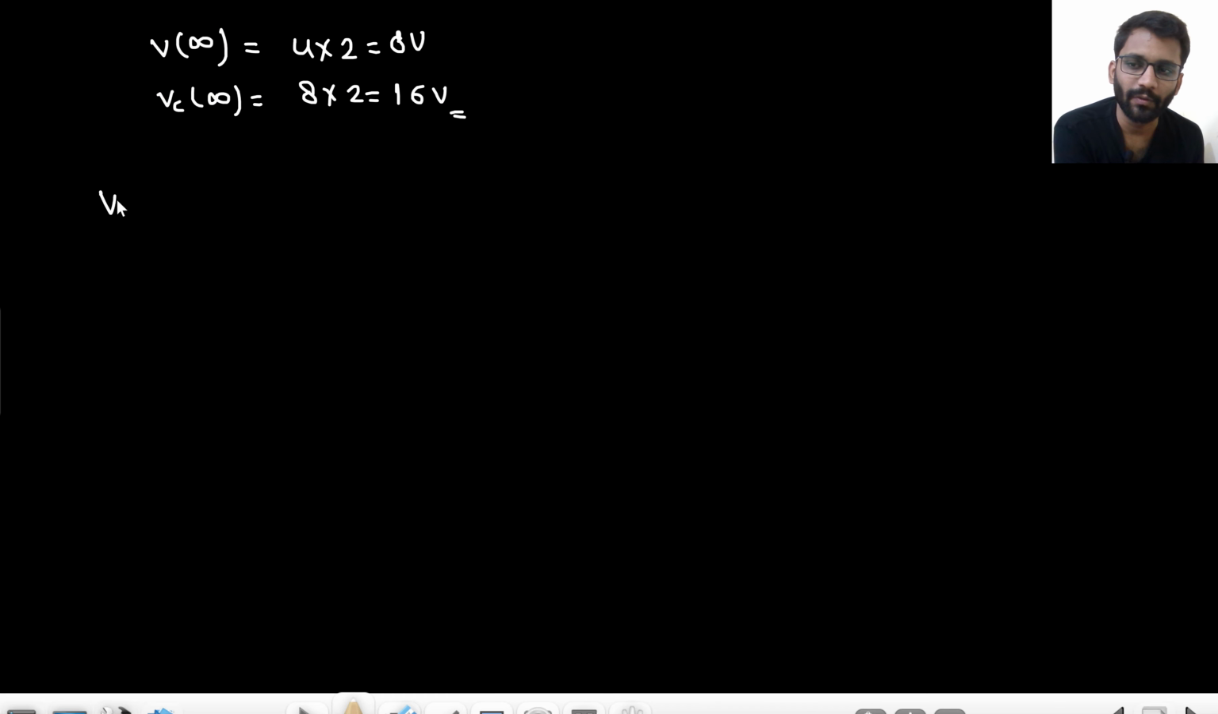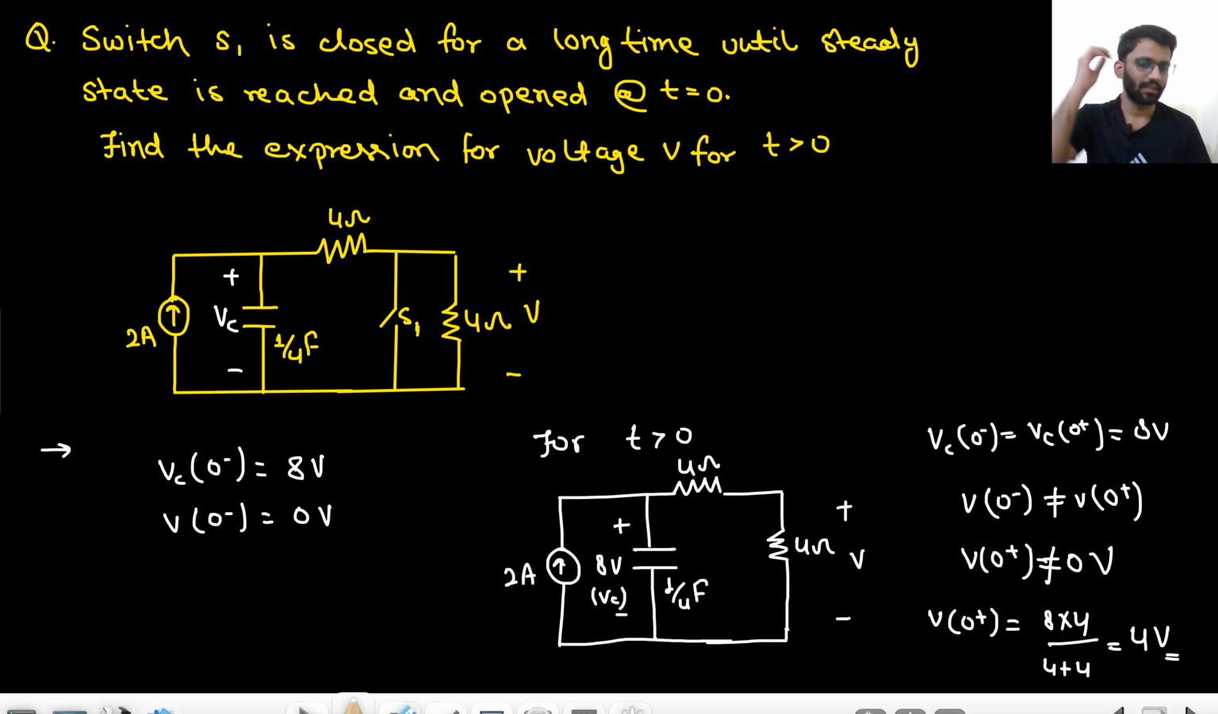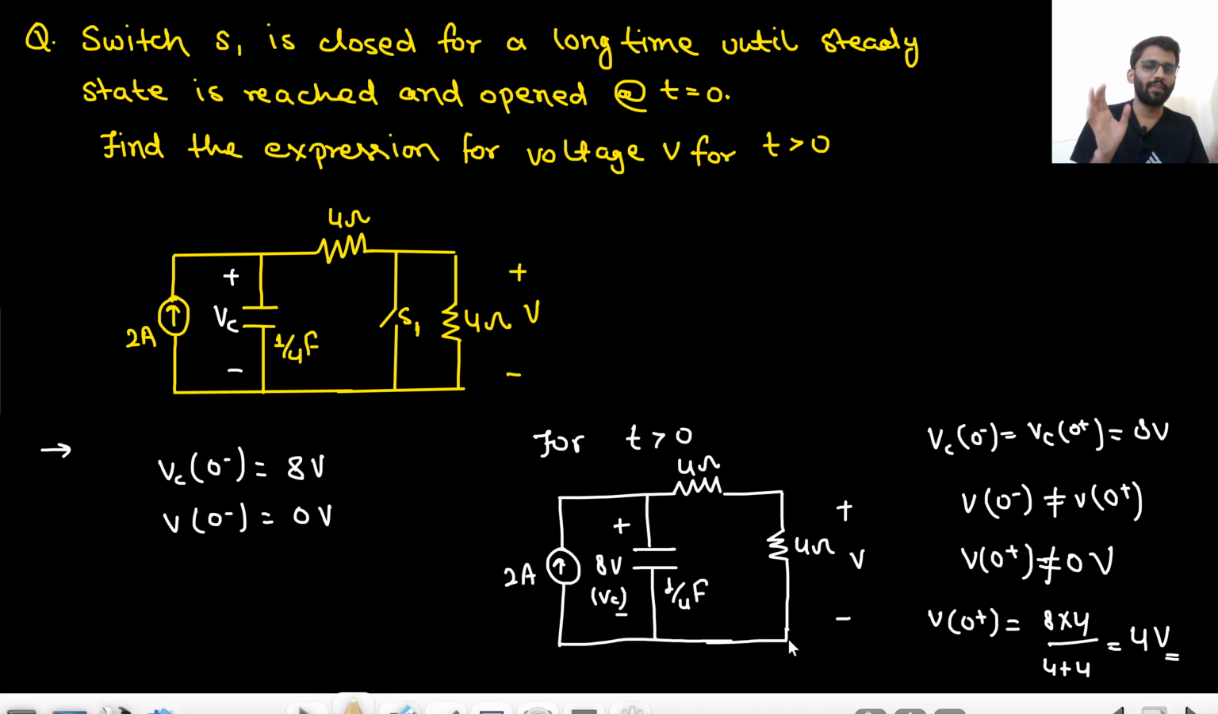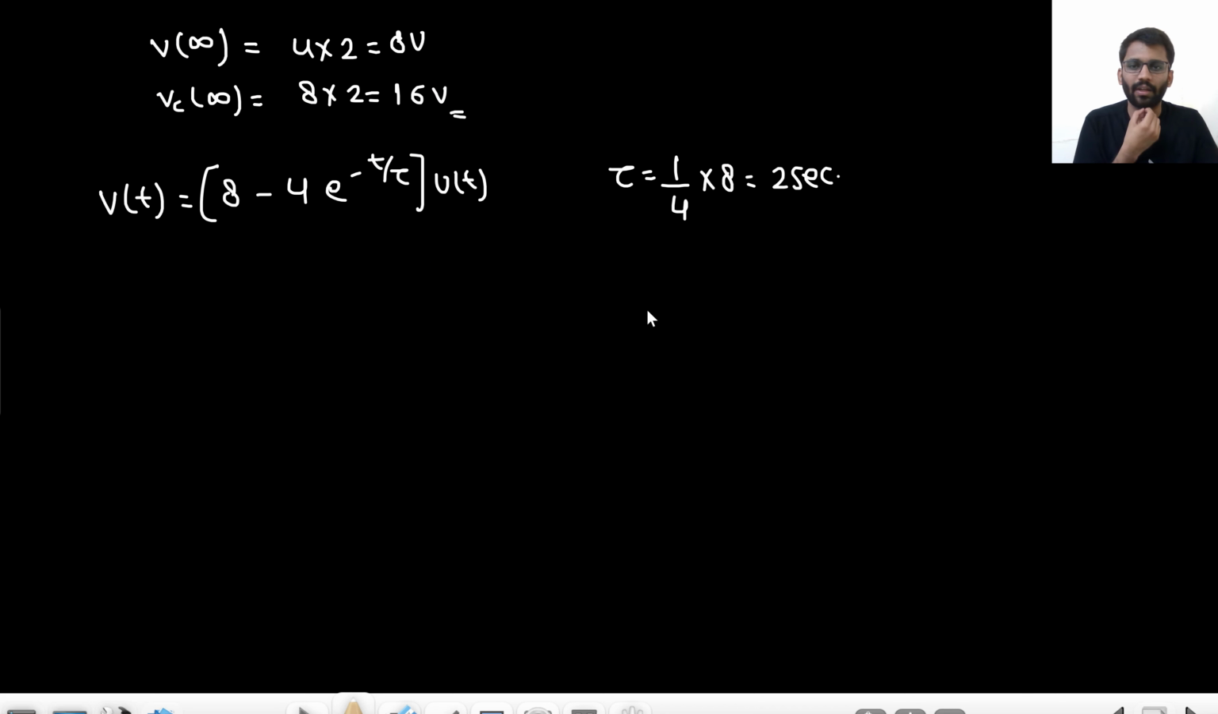So what will be the expression of Vt? From 4 to 8 volt: 8 minus 4 e to the power minus t upon 2, u(t). This will be the expression of Vt. And what will be the time constant for this circuit? The 4 and 4 will come in series, and this is the capacitor 1 by 4. So time constant is 1 by 4 into 8. This 4 and 4 will make 8, 8 into 1 by 4, that means 2 seconds. Time constant is 2 seconds.